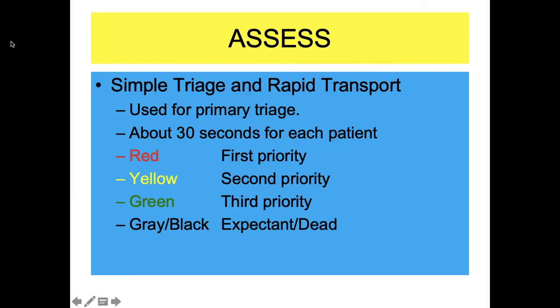So with both of these START and SALT triage processes, we use basically the same parameters for our primary triage. Each assessment should take no more than 30 seconds, and at the end of that 30 seconds or less, you're going to have graded this patient into a yellow, red, green, or gray-black category. Red's the highest priority, yellow is second, and green is third, and then of course gray-black is expectant to die or they're already dead, essentially.